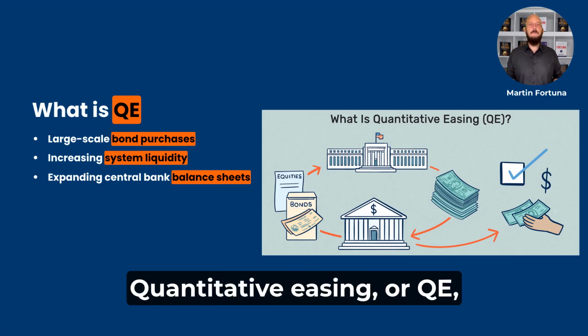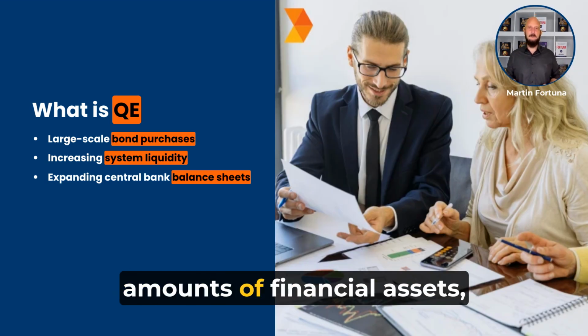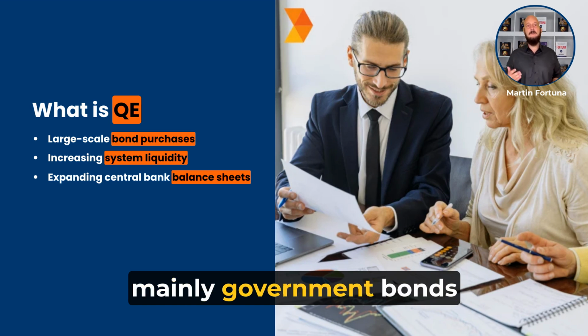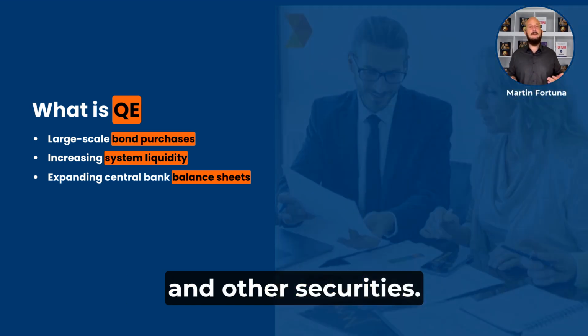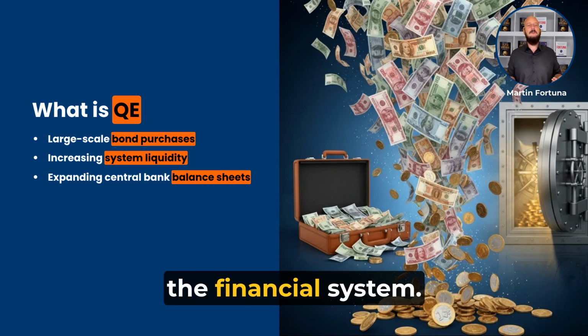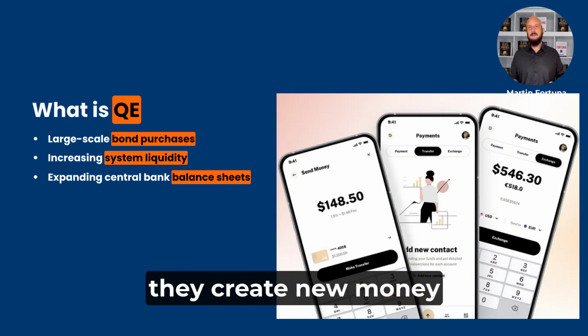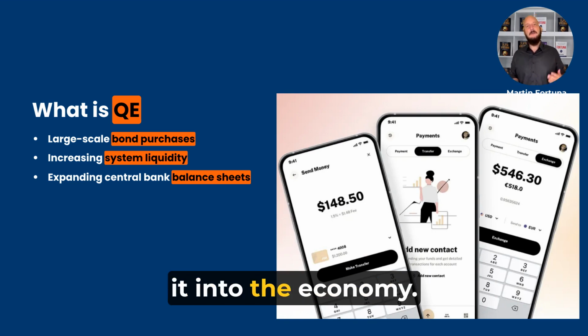What is QE? Quantitative easing, or QE, is a monetary policy where central banks purchase large amounts of financial assets, mainly government bonds and other securities. The purpose of these purchases is to increase liquidity in the financial system. When central banks buy these assets, they create new money electronically and inject it into the economy.